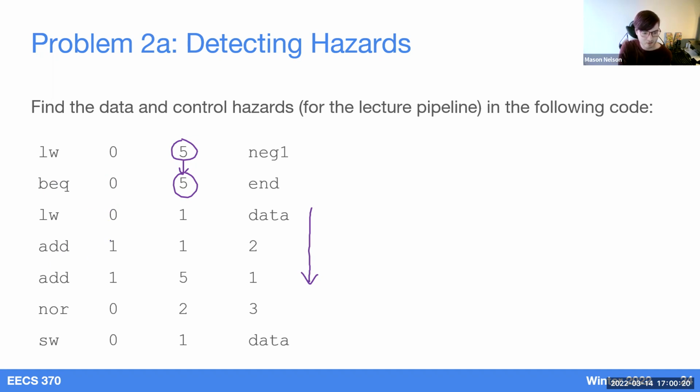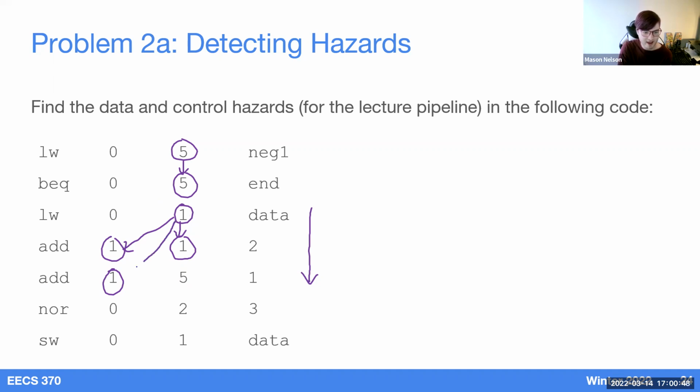We get to this add, which reads register 1 and register 1. Looking back at the two preceding instructions, is anything writing to register 1? Well, yeah, the LW is. So we have a data hazard there. All right, moving on. This add, it reads register 1 and register 5. And if we look back at the last two instructions, only registers 1 and 2 have been modified.